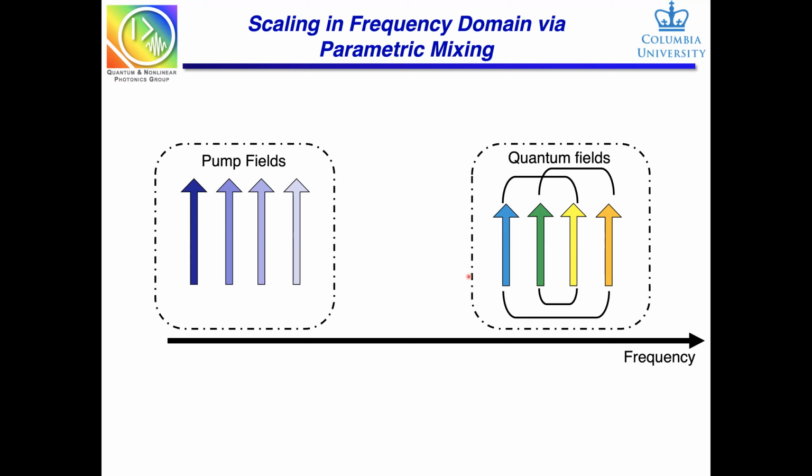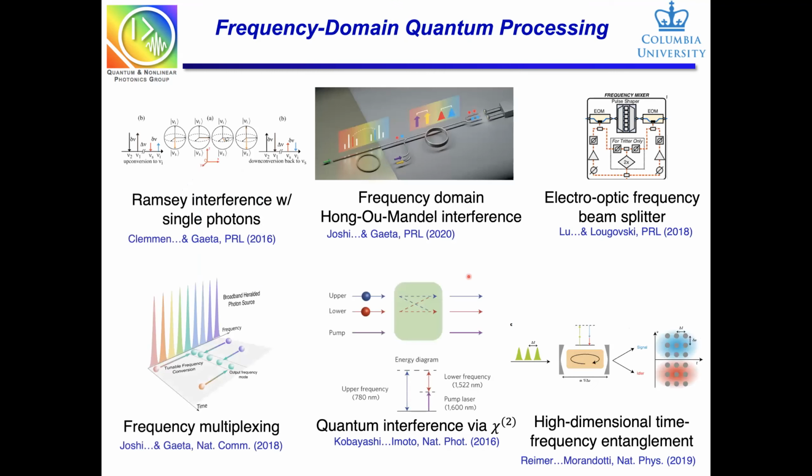And so much of what we're doing is just the beginnings of trying to think about frequency domain quantum photonics. There's actually been quite a bit of work over the last few years looking at frequency domain quantum photonics. This includes work that I'll be telling you about today, which are these three different aspects: Ramsey interference, frequency domain Hong-Ou-Mandel interference, and frequency multiplexing to try to generate a near deterministic photon source.